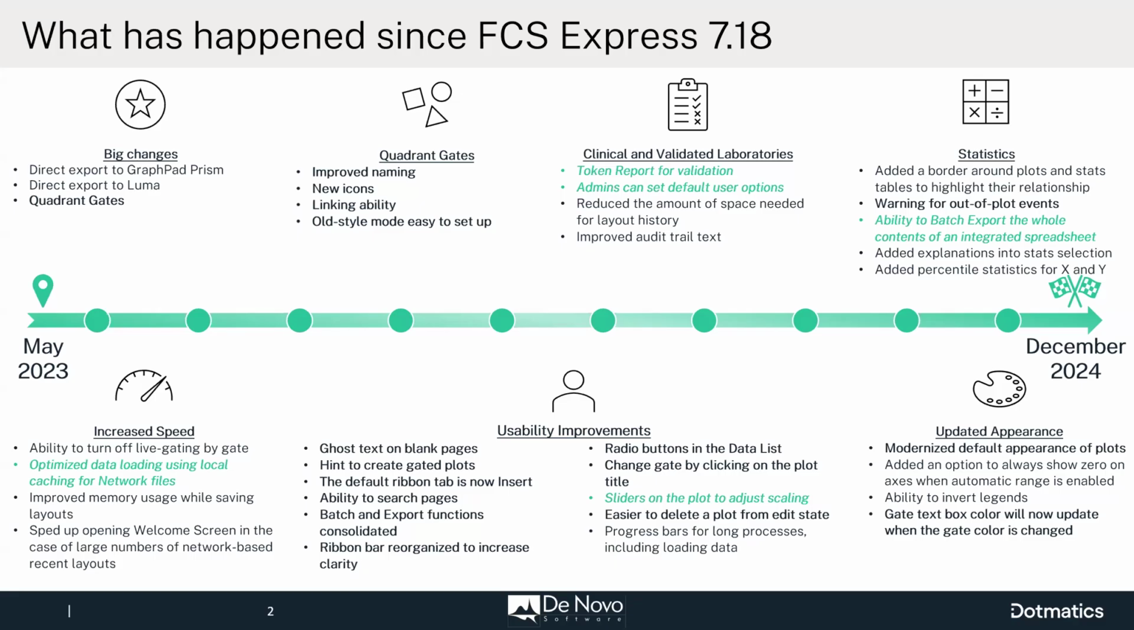For statistics, we've added a warning to our plots to show events, the percentage of events that are off scale or out of the plot, just to give people an idea that there's something going on outside the plot and make sure they realize that there's events there.